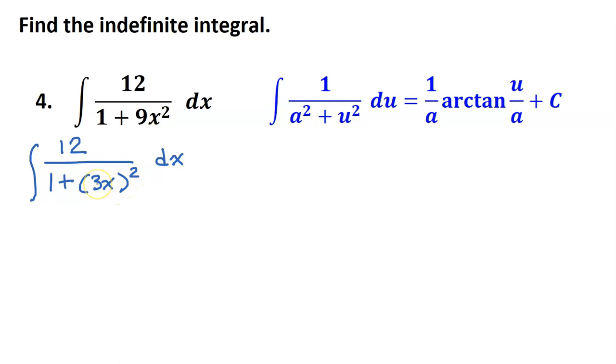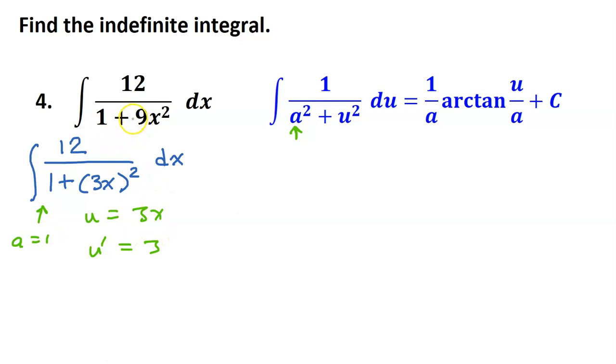So notice that the quantity 3x squared is the same as 9x squared. If I square the 3 and I square the x, that takes me right back to 9x squared. But in this form, I can say that u will equal 3x. We will also need u prime, which is 3. But we also need to know what a is. In this case, we just have a 1. So that's the same as 1 squared. So guess what? a is 1.